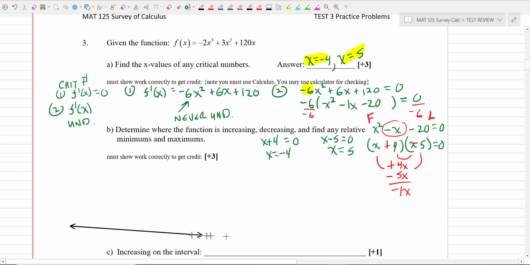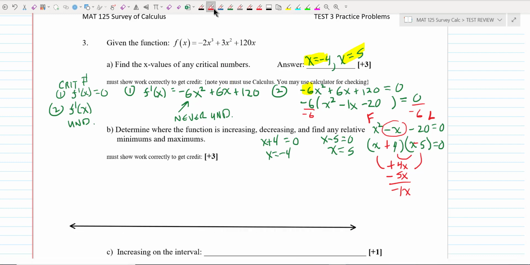So when you do a sign chart, you generally want to just draw a number line, and you want to identify your critical numbers. So we have a critical number at x equals -4. We have another critical number at x equals 5. Okay, so it's going to go like this. All right, and these are the two places where the first derivative is 0. All right, then what we typically do is we do test points.